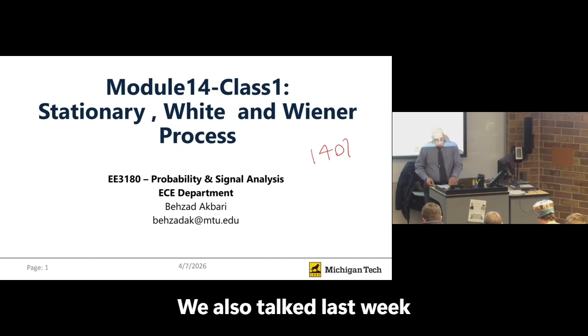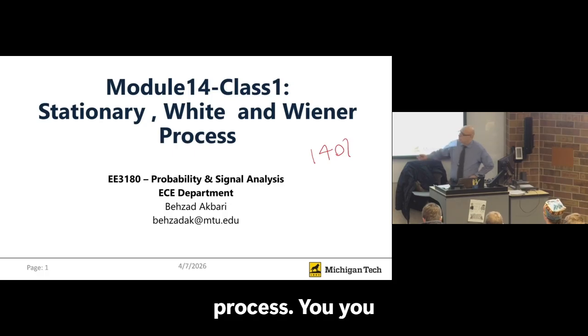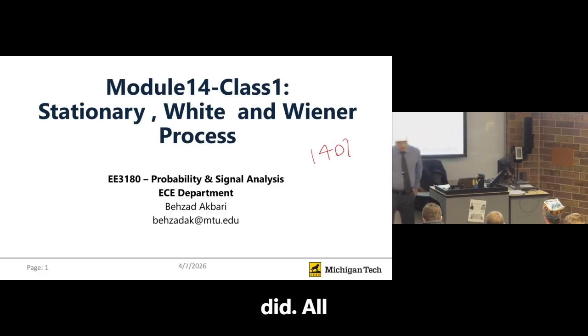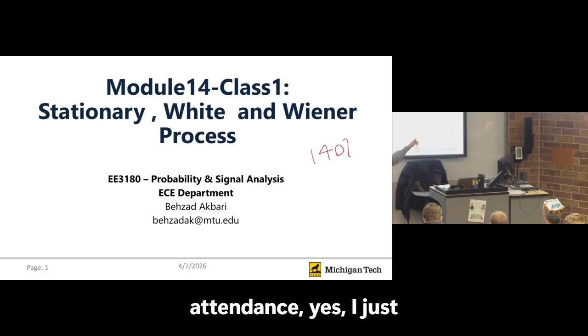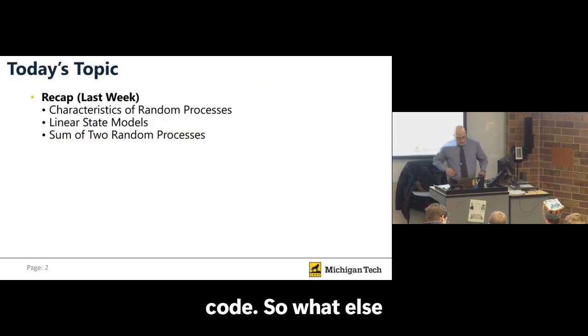We also talked last week about basic characteristics of random process. So you did all attendance, yes? I'm just going to say 1401 is the code. So what else did we talk about?